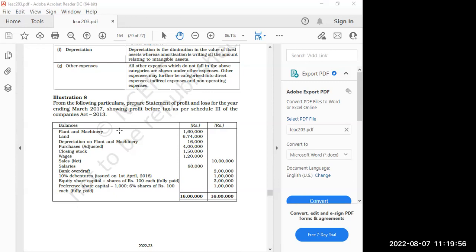Next, equity share capital is equity. It won't come under the P&L account. Next, preference share is also a part of share capital. It also won't come under the P&L account. It should go to the balance sheet.